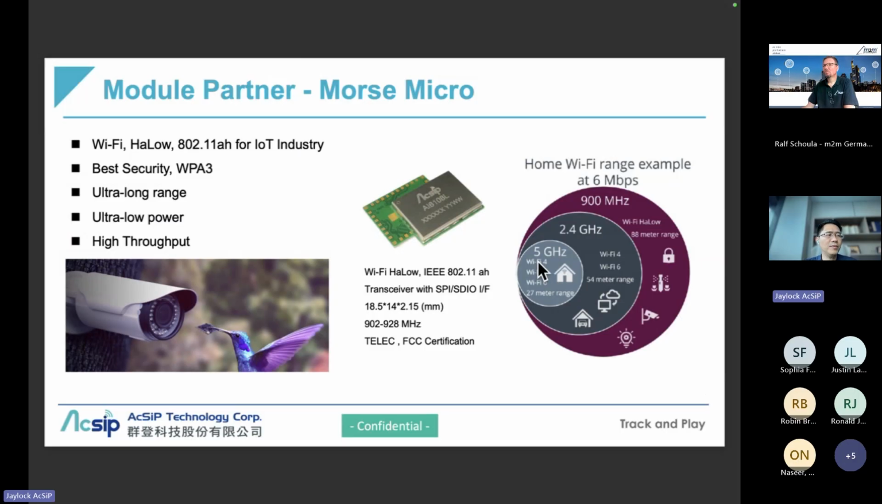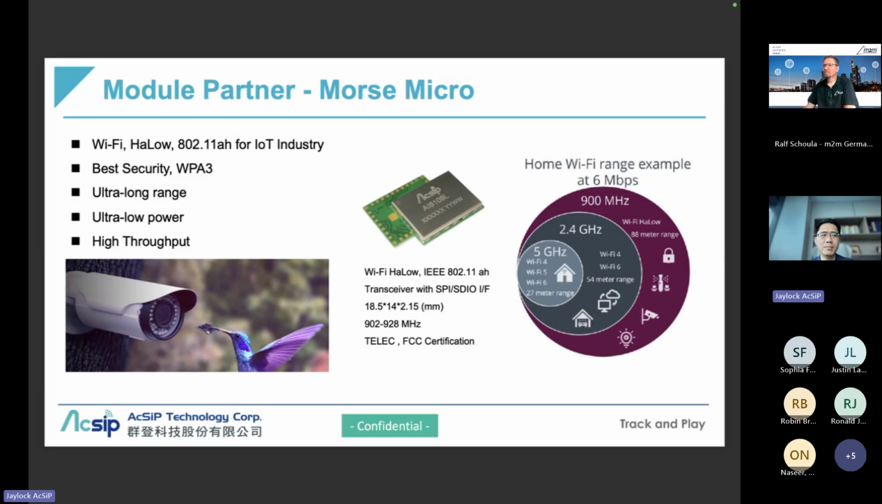One of the other partners that we've worked with is MOS Micro and also Narracom. These are the only two players in the market right now making Halow. Halow is a Wi-Fi protocol which has best-in-class security with WPA3. It has ultra long range, longer than Wi-Fi but shorter than LoRa. But one of the big things about Halow is the data throughput. It can support high throughput.